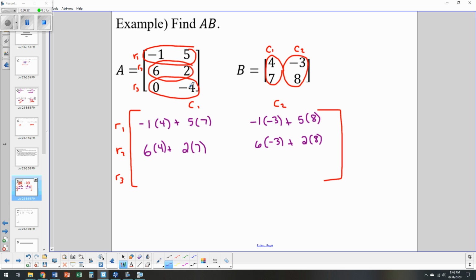And then lastly, we're going to take our row 3 numbers and multiply them by each column. So that's going to be 0 times 4 plus -4 times 7. And that's going to be 0 times -3 plus -4 times 8.